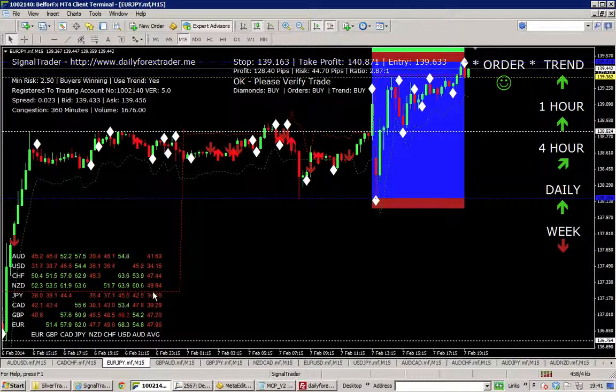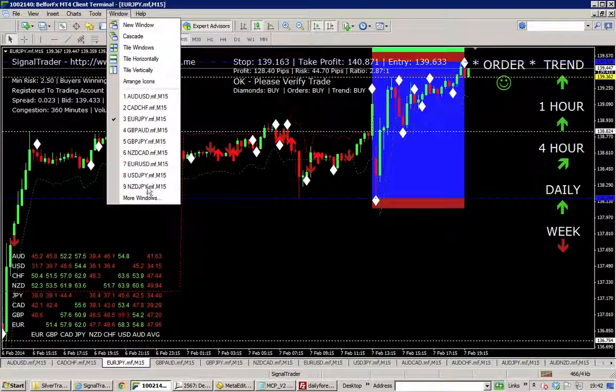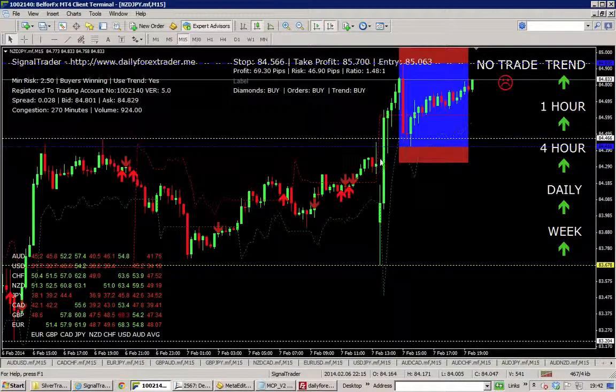Okay, and you look across, not down. Okay, you look across, and that tells you the situation. Now let's prove that. If I just quickly switch to New Zealand yen, lo and behold, look what New Zealand yen is doing. Everything's bullish. So you can see pretty much instantly what's going on with any currency pair.